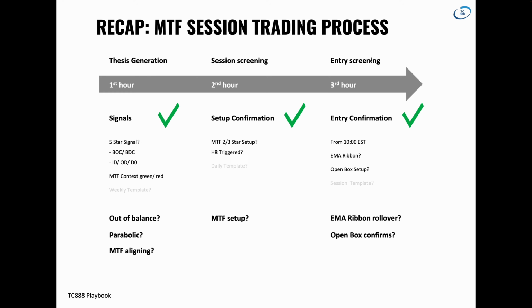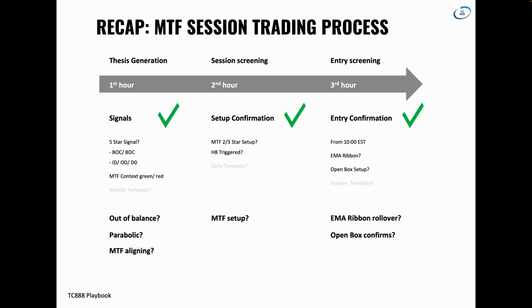If this is confirmed, then I go to entry screening in third hour, starting from 10 o'clock. I look for entry confirmation. So from 10 o'clock, I check the EMA ribbon. Do we really have a rollover? And I check the open box setup. We will dive into that. So the open box setup means I'm really looking for a fake out high. Sometimes in this case, better is a breakdown of the open box to confirm that it's really rolling over. So EMA ribbon rollover, open box confirmation, then I have my trade. That's the logic. It's the same for all my plays, all my trades.